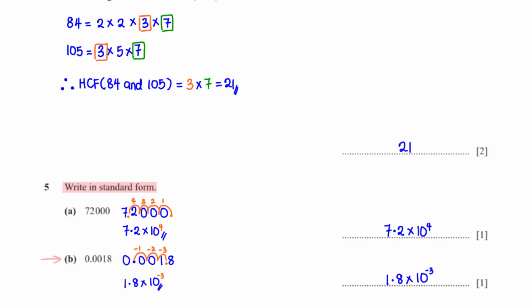Write in standard form 0.0018. Move the decimal point from its current position to a position after the first non-zero digit, which is 1. This gives us 1.8. Since we moved the decimal point 3 units to the right, we multiply 1.8 by 10 raised to the power negative 3.